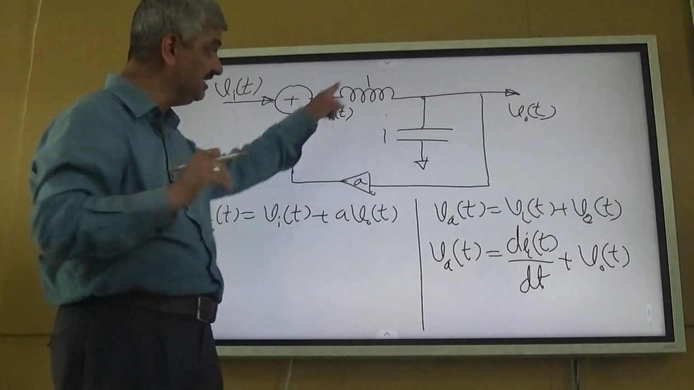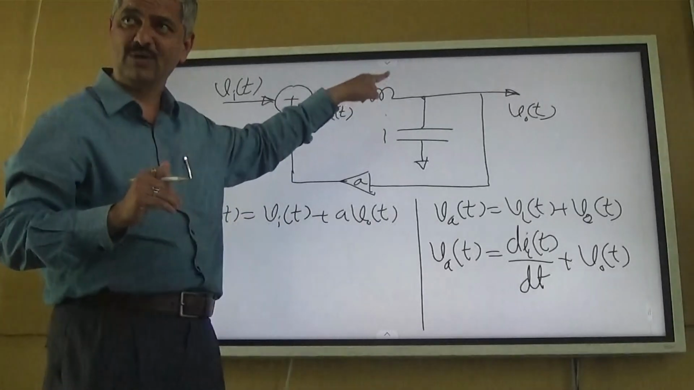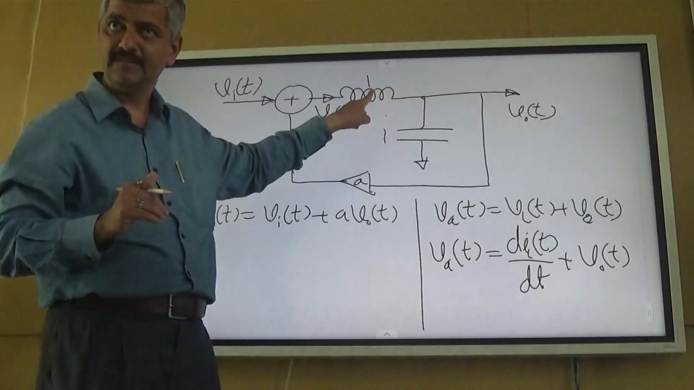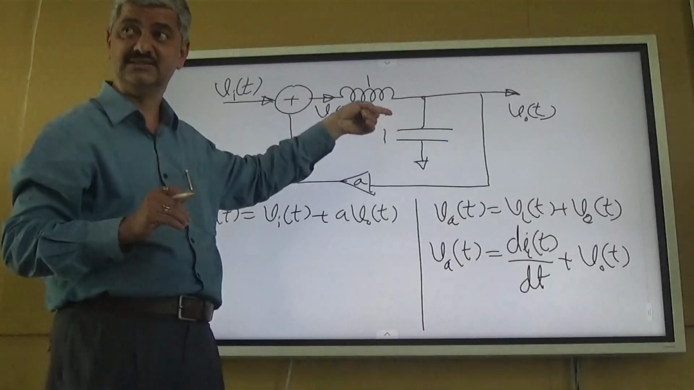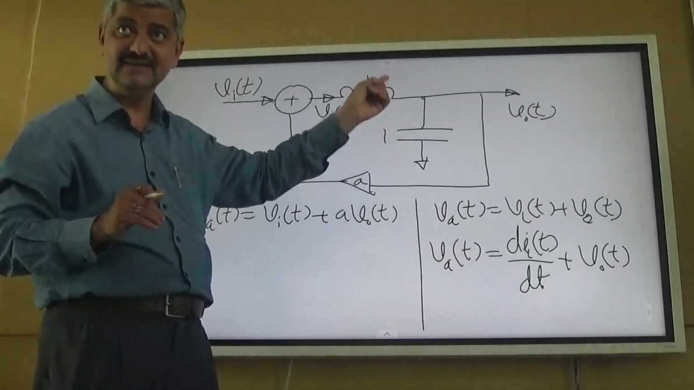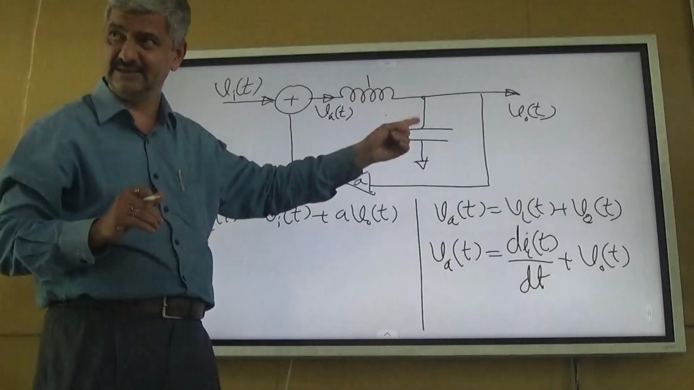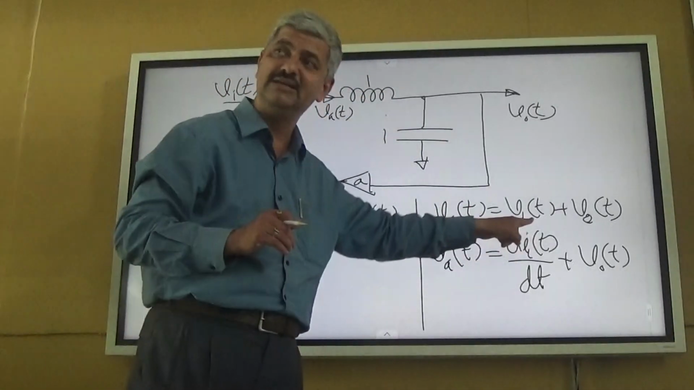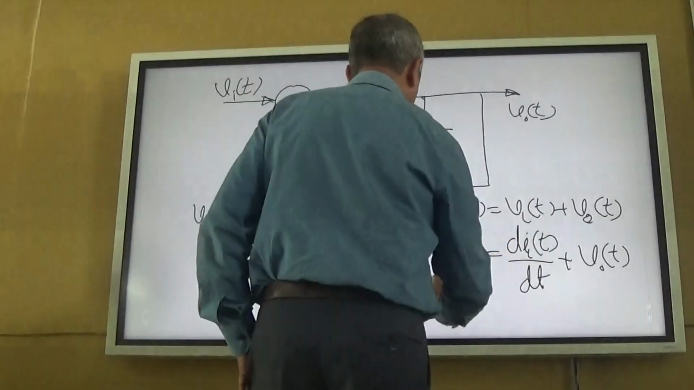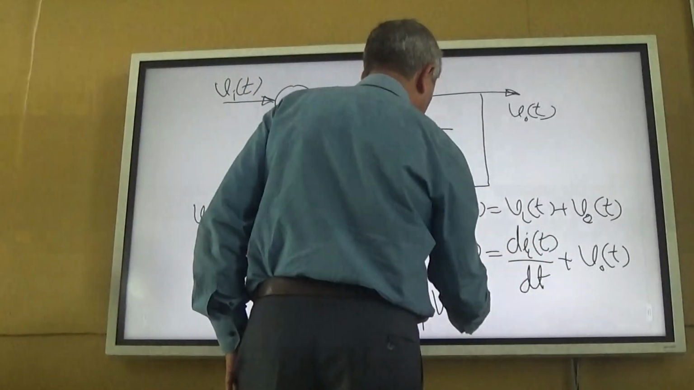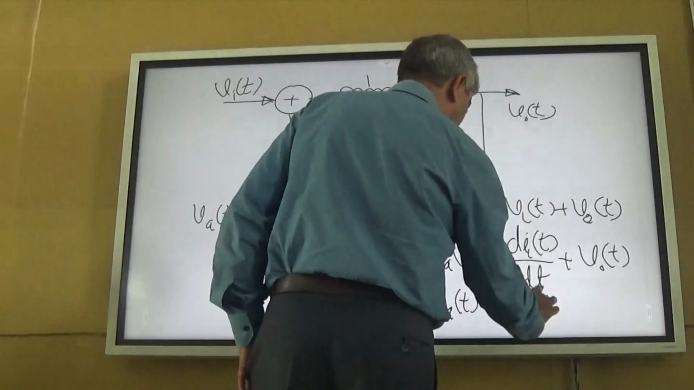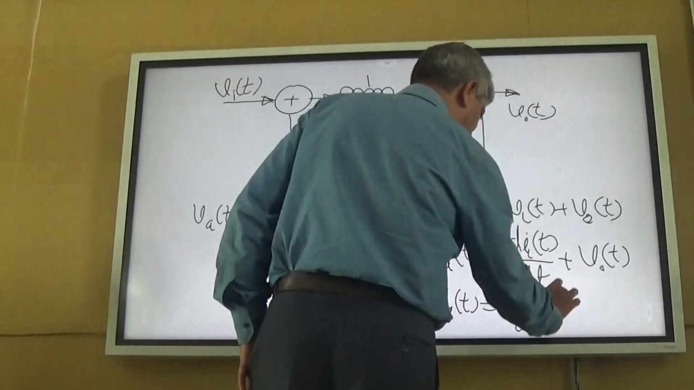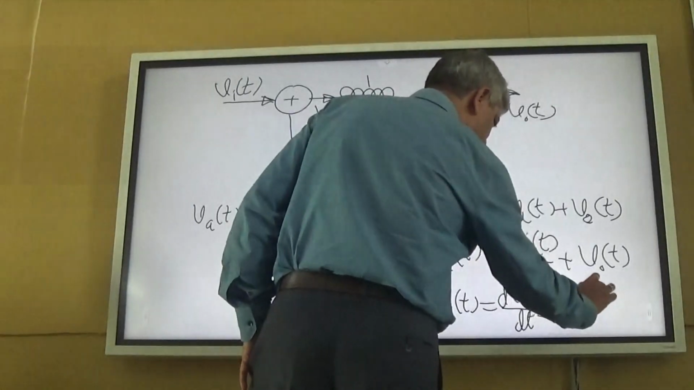So what is a series circuit? ILT equals ICT equals IT, right? So what is ICT? C dVOT by dt. C is 1, so dVOT by dt. So d by dt of dVOT by dt. So the equation is VAT is equal to d2 VOT upon dt square. Is it right?